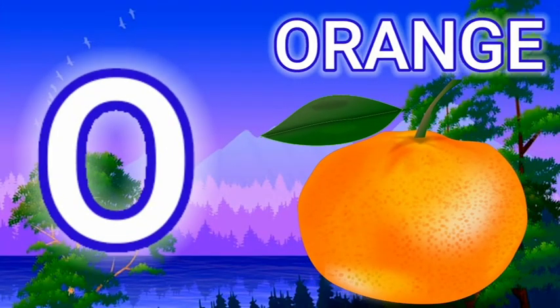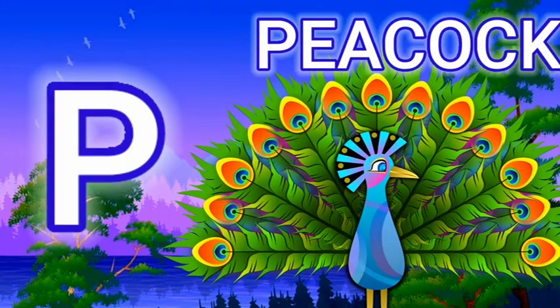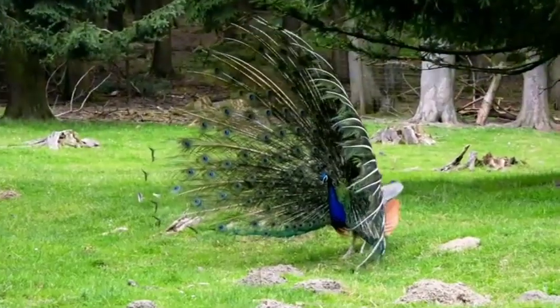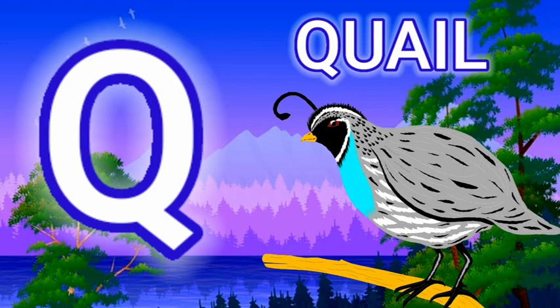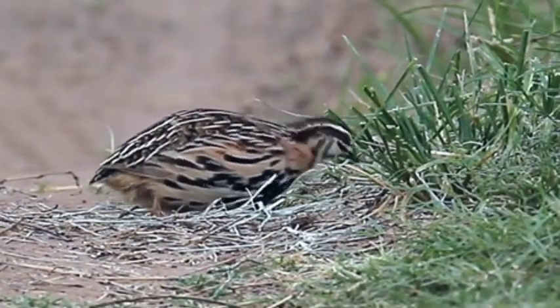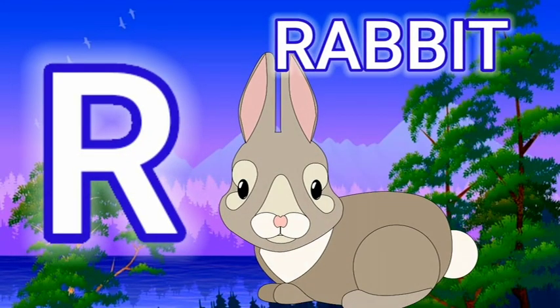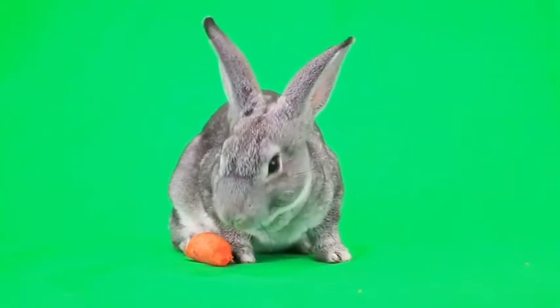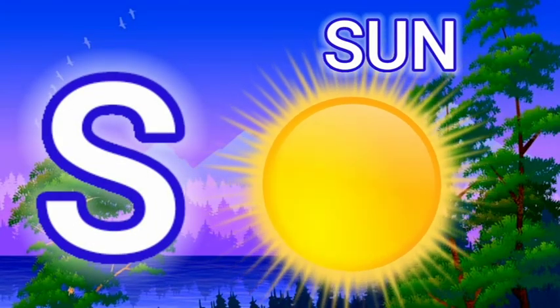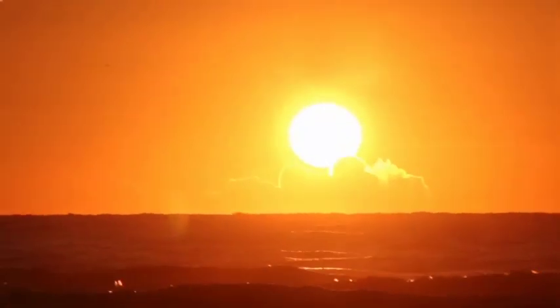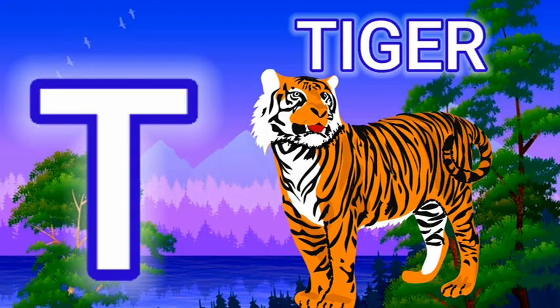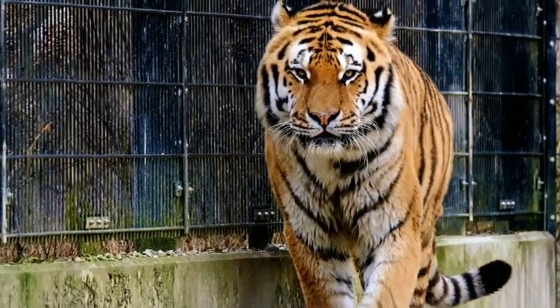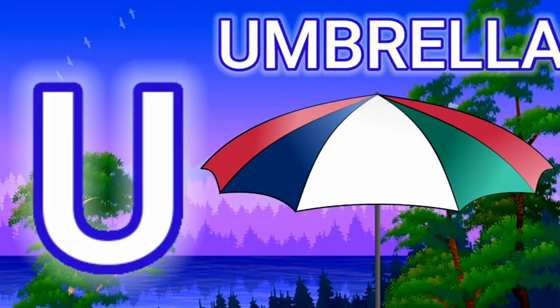O, O for orange. P, P for peacock. Q, Q for quail. R, R for rabbit. S, S for sun. T, T for tiger. U, U for umbrella.